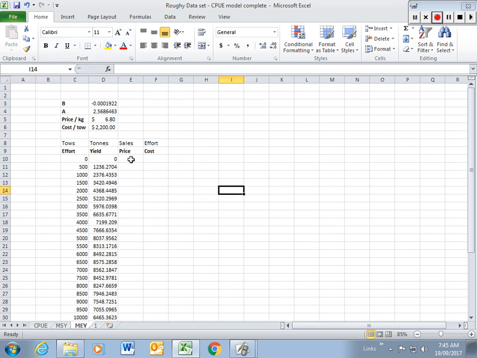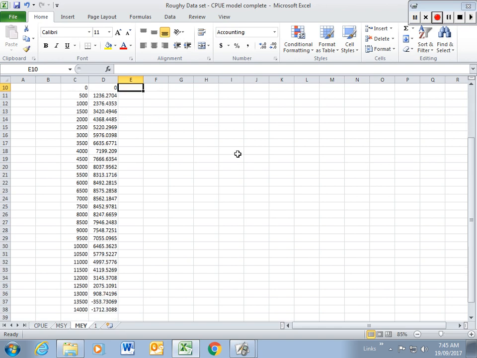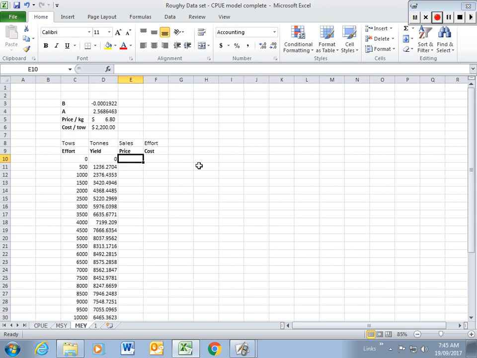Alright, so very simply we can come through and use a very simple formula where we would just go equals. Price has to do with the yield. So price goes with yield and cost goes with effort. So we would just go equals price, so we would put the equals in our target cell of E10 and then come up and just left click on our price and then multiply it with shift 8 by the cell reference D10.